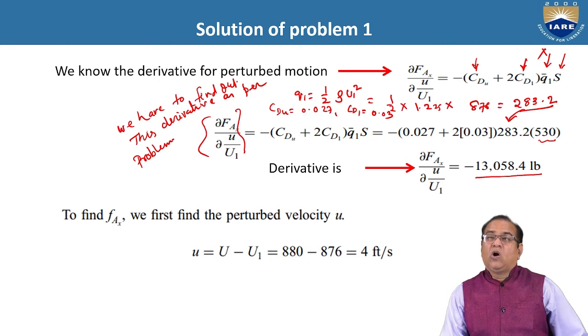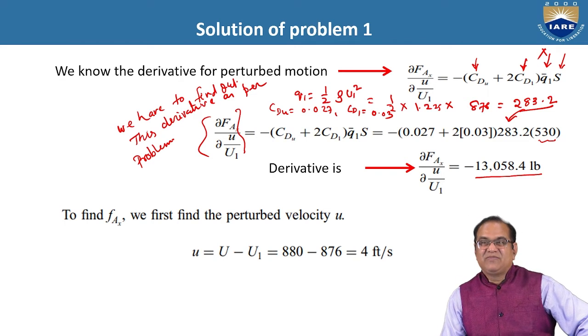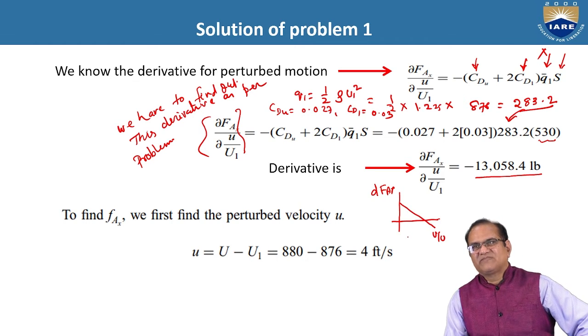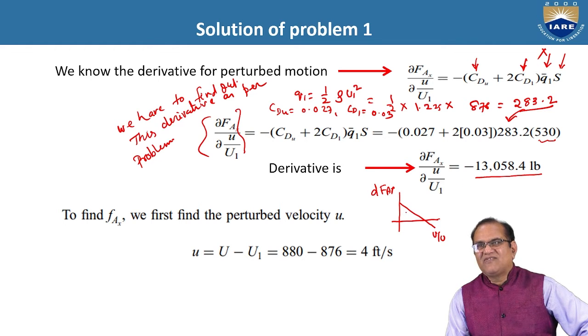So what does it say? It means the slope of this derivative is, if I draw it like this, Fax here and u/u1 here, the slope is like this because it is a minus. So we got this derivative.